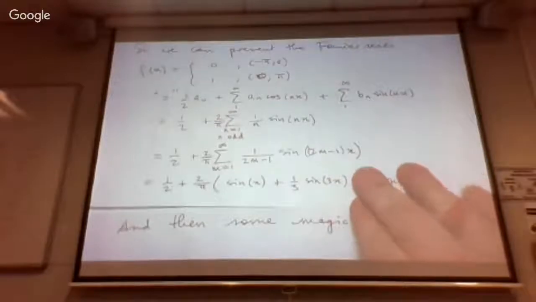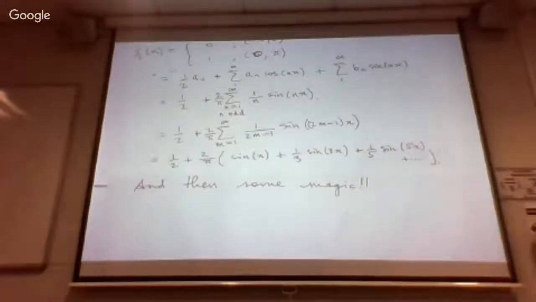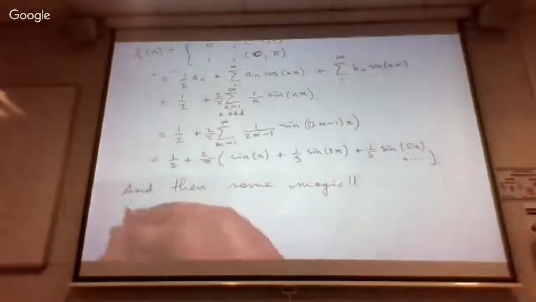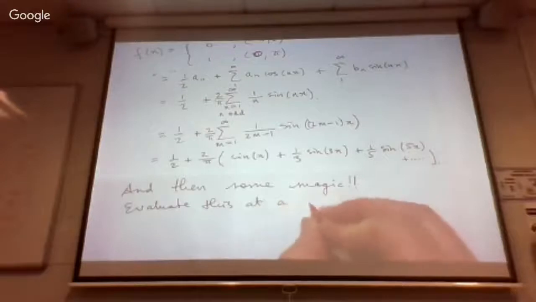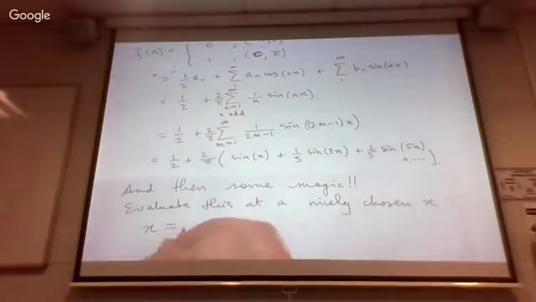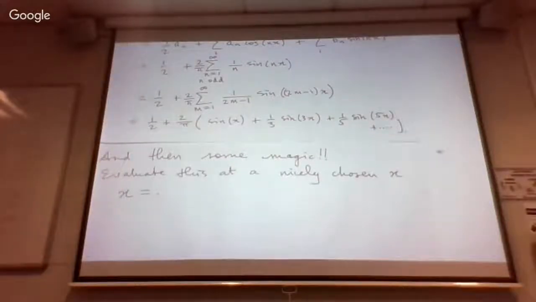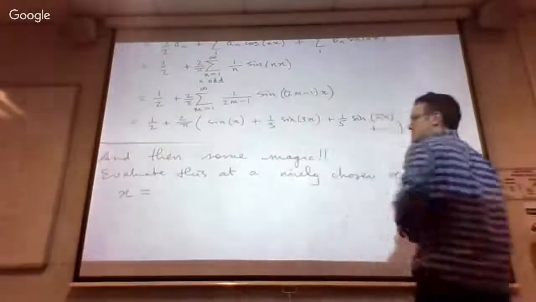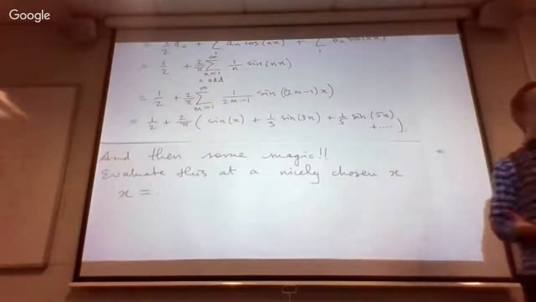Something astounding comes out of this. We're going to evaluate the Fourier series at a nicely chosen x. Now, what nice value of x could there be? I mean, 0 is kind of nice because all the sines are 0, so you get the statement that a half is equal to the average of 0 and 1. That's not that astounding. You knew that anyway.